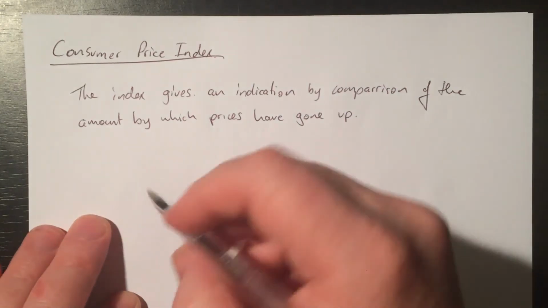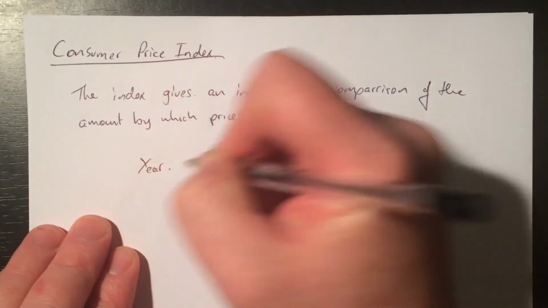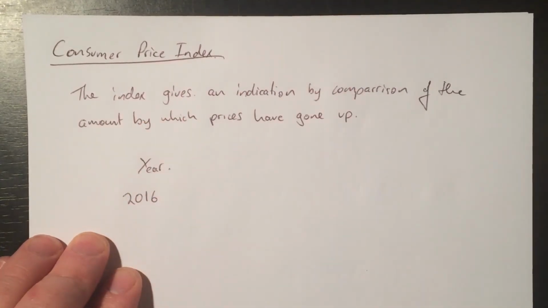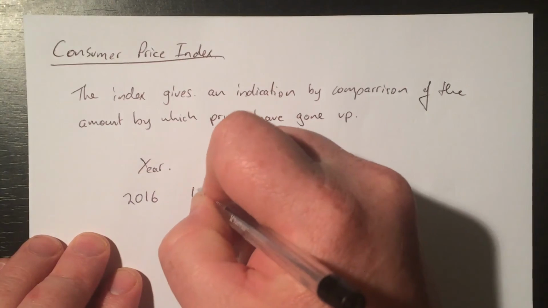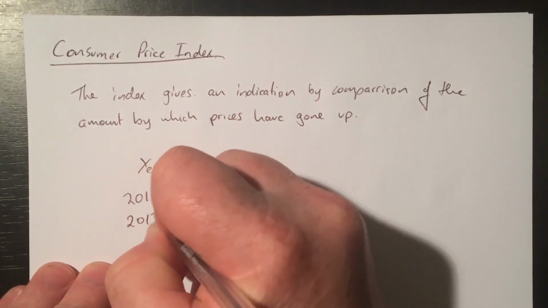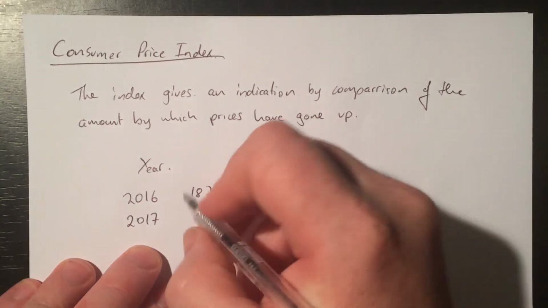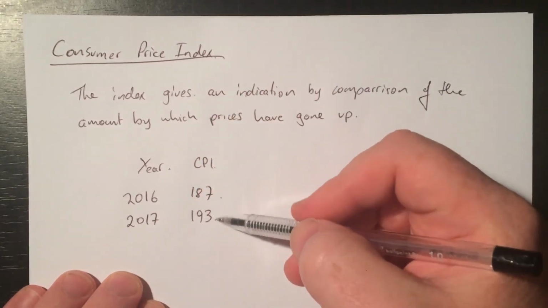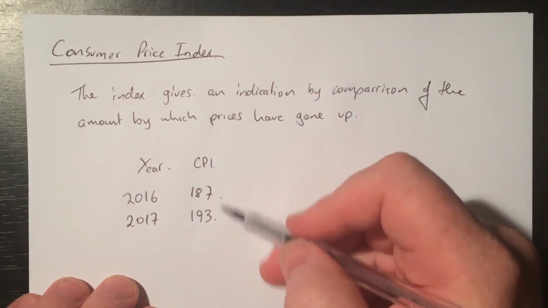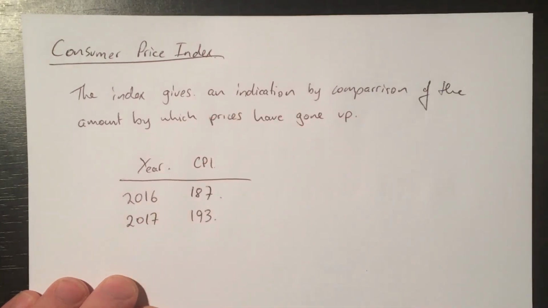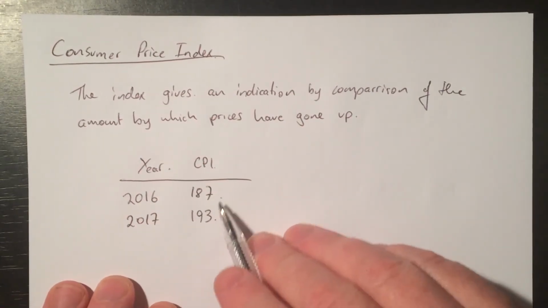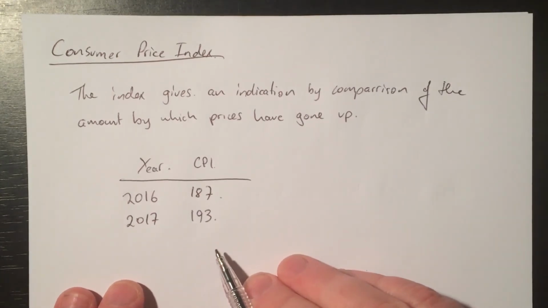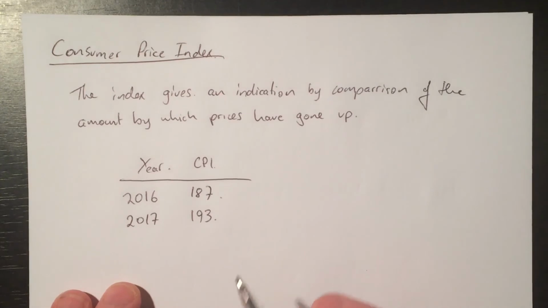For example, if the Consumer Price Index in 2016 was 187 and in 2017 it was 193, then we can see that the price of goods and services have gone up. But what we are interested to find out is how much the price of goods and services have gone up by during the course of that 1 year. So what we want to know is what was the rate of inflation over the period of this 1 year.